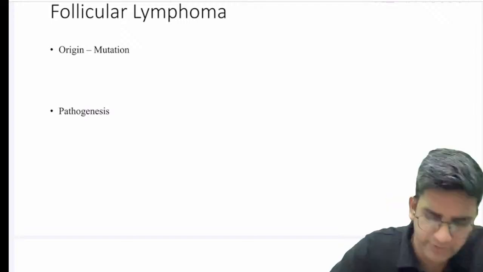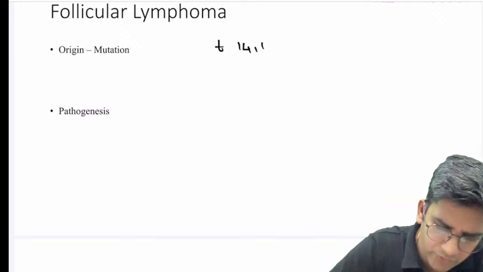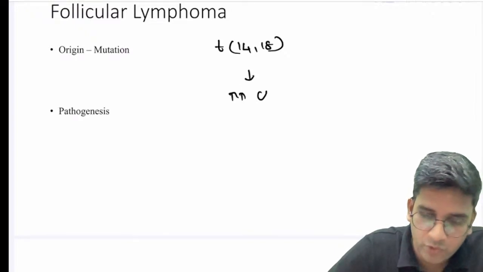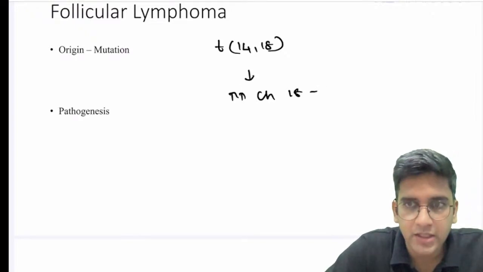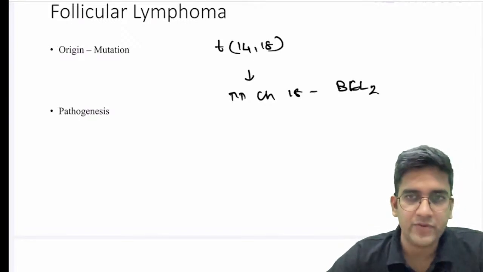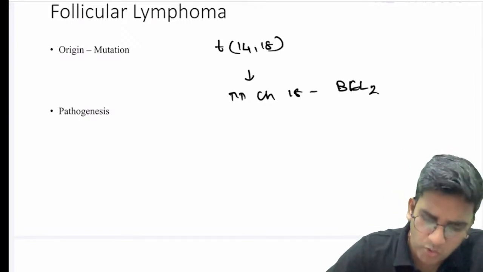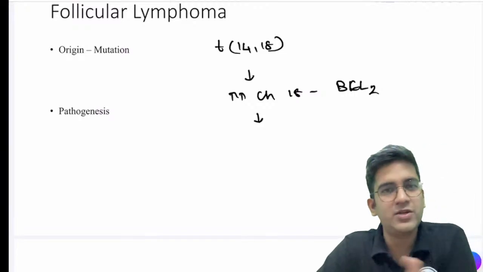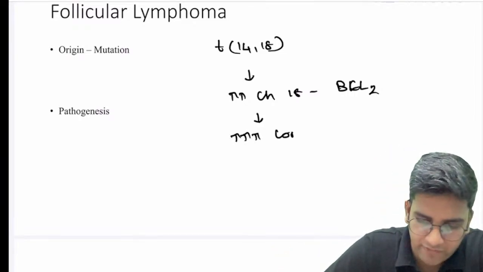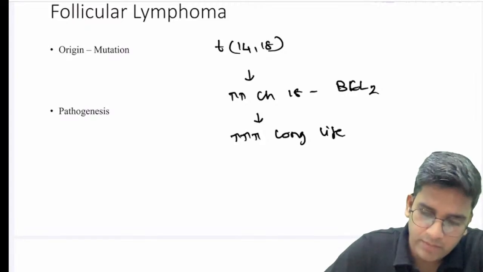Translocation follicular. Translocation 14-18. Because of this translocation, there's going to be an overexpression of chromosome 18. In chromosome 18, we have BCL2. Overexpression of BCL2. Obviously, BCL2 is an anti-apoptotic gene. So, there will be an extremely long life of the cell because of BCL2.